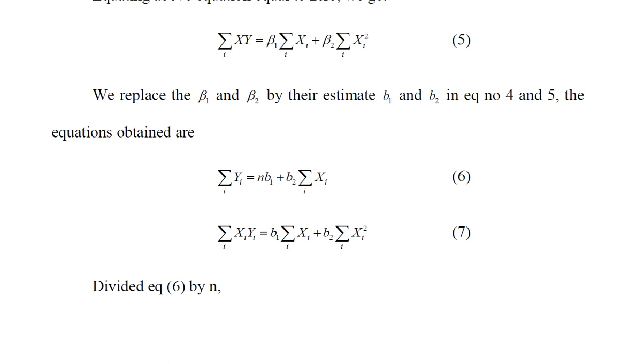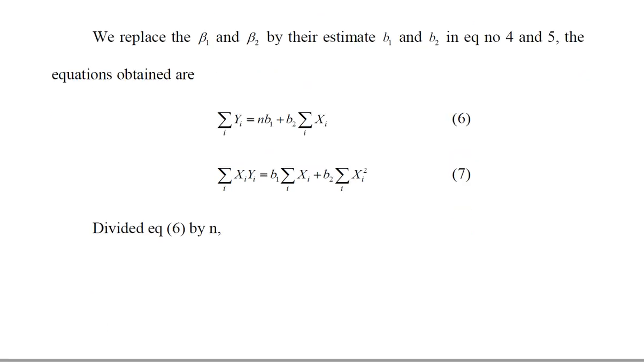Equating the equation to 0, we get sum of xi yi is equal to beta 1 sum of xi plus beta 2 sum of xi square. We replace beta 1 and beta 2 by their estimates b1 and b2 in equations number 4 and 5. Sum of yi is n b1 plus b2 sum of xi, and sum of xi yi is equal to b1 sum of xi plus b2 sum of xi square.